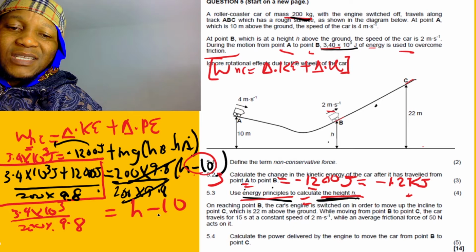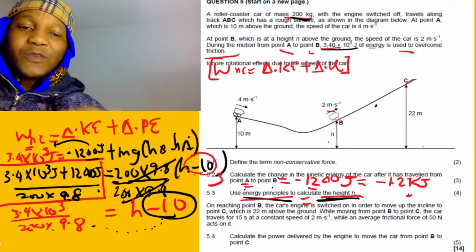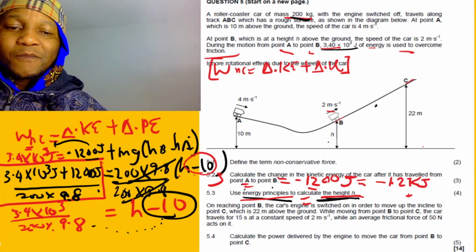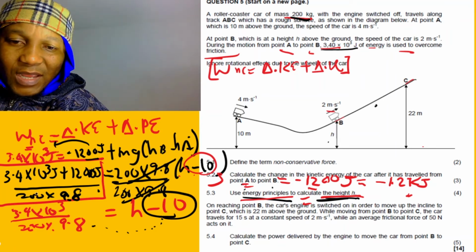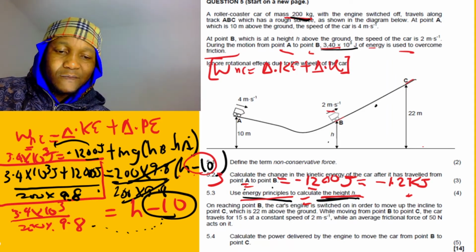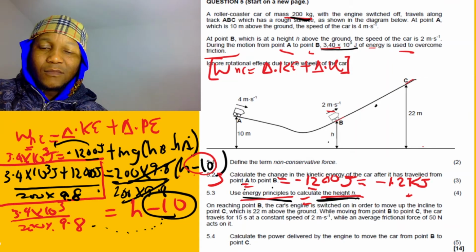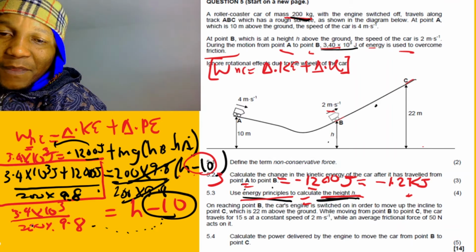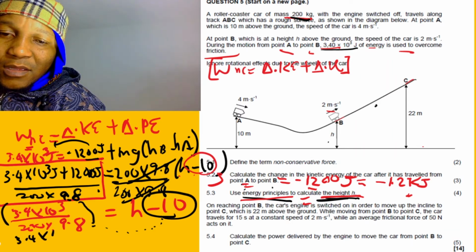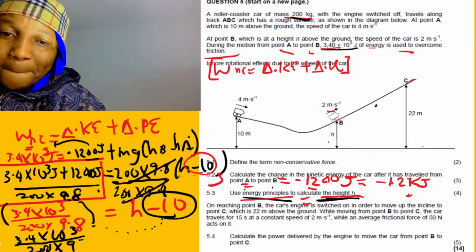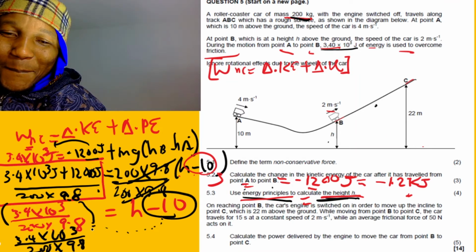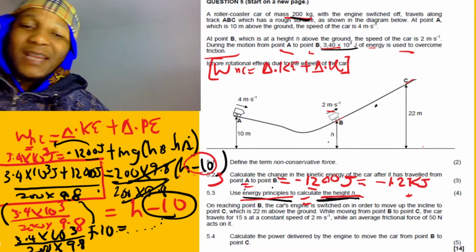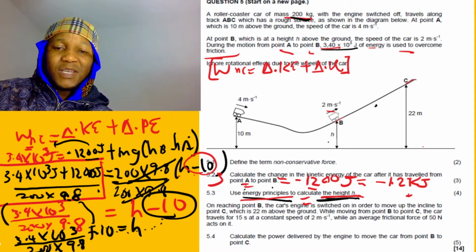Look, this h minus 10 is going to go to the left because we want to get the value of h. So for that case, now we're going to finalize by saying, take this to the left. So then we're going to say everything plus 10 equals height. Okay, see what I'm saying?